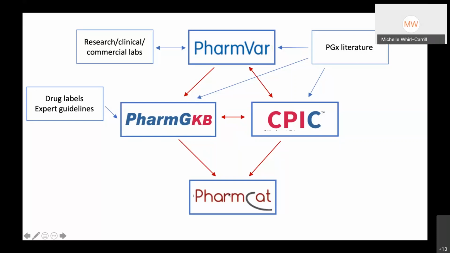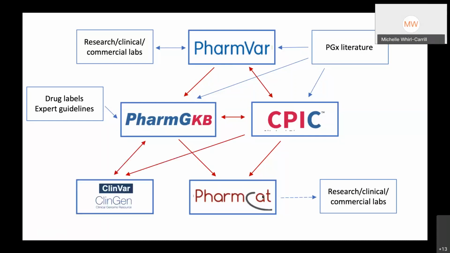And then PharmCAT is this tool at the end that is in fact dependent on all of these resources. It's dependent on PharmVar, but via CPIC and PharmGKB. And so again, this is a tool, not a resource per se, like these other groups. And just note, PharmCAT output could potentially be used in labs. So kind of full circle from research and clinical commercial labs submitting to PharmVar. In the end, they could use the output from PharmCAT theoretically.